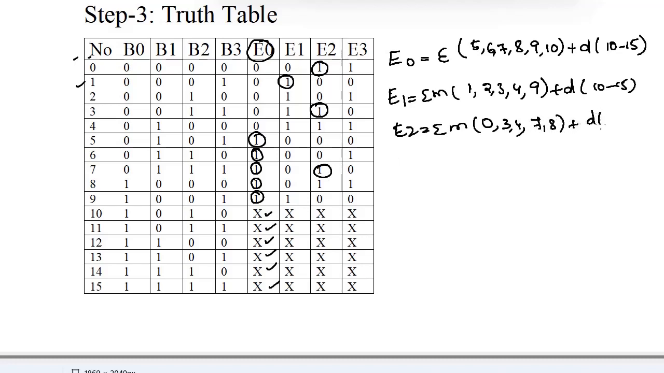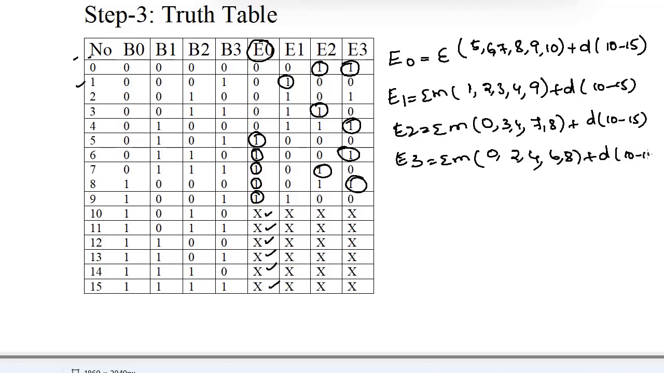And the last one, E3 equals sigma m of, the first value is 0, the second value is 2, the third value is 4, the next value is 6 and the next value is 8 plus don't care of 10 to 15. See here, for decimal numbers 10, 11, 12, 13, 14, 15, we got the don't care condition.